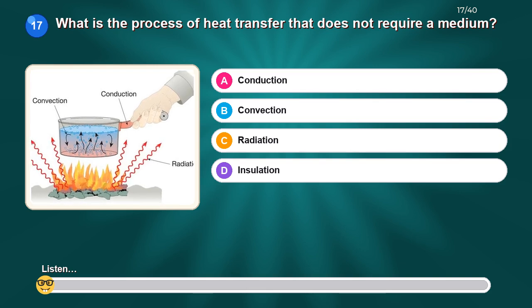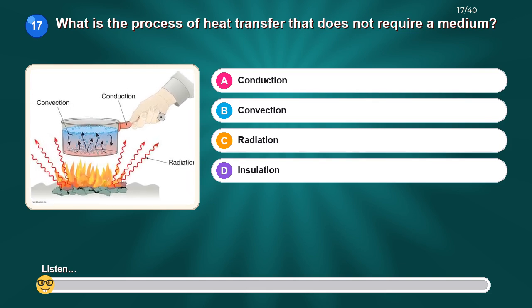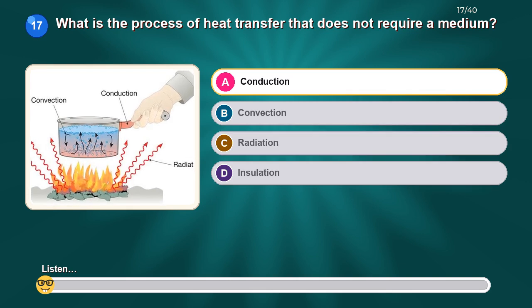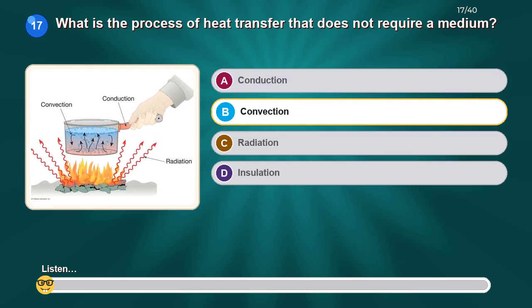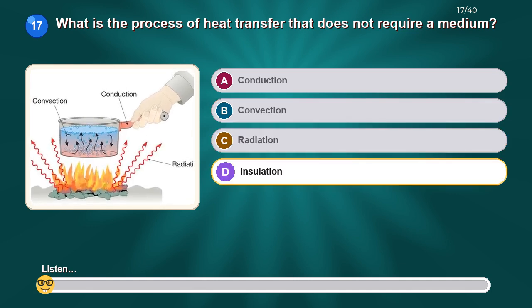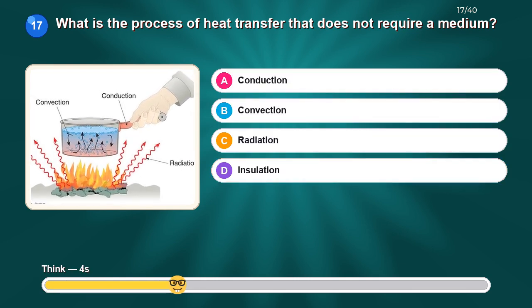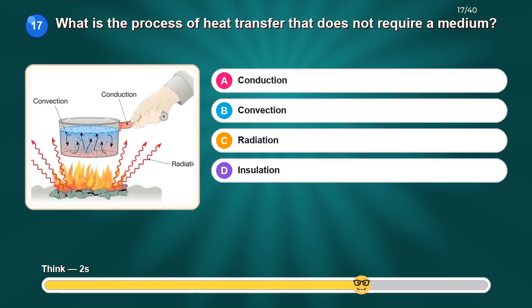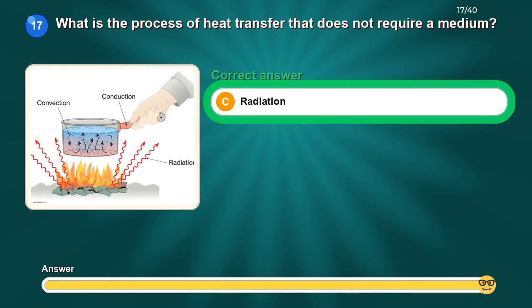What is the process of heat transfer that does not require a medium? Option A, conduction. Option B, convection. Option C, radiation. Option D, insulation. The correct answer is radiation.